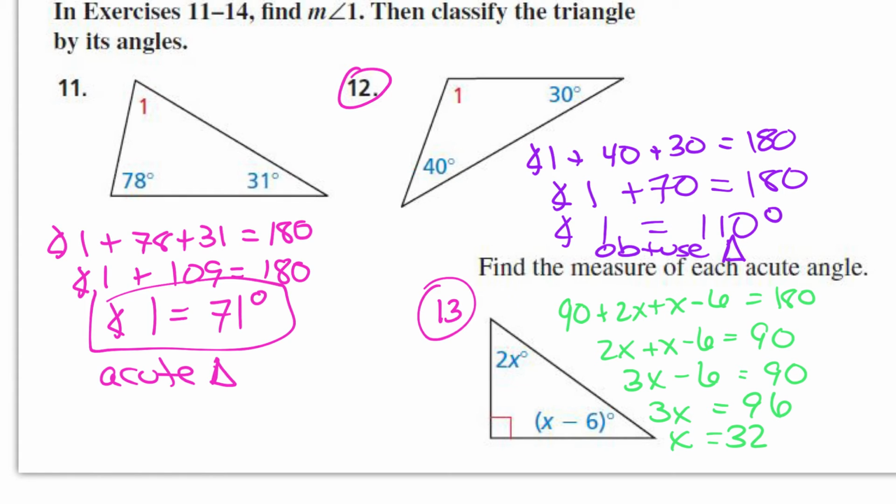But that's not exactly what the question's asking. The question's asking find the measure of each acute angle. So this angle here is 2 times 32, which is 64. So 64 degrees here. And then we have 32 minus 6 here. And so 32 minus 6 is 26 degrees here. This triangle is a right triangle, right triangle because of the right angle.